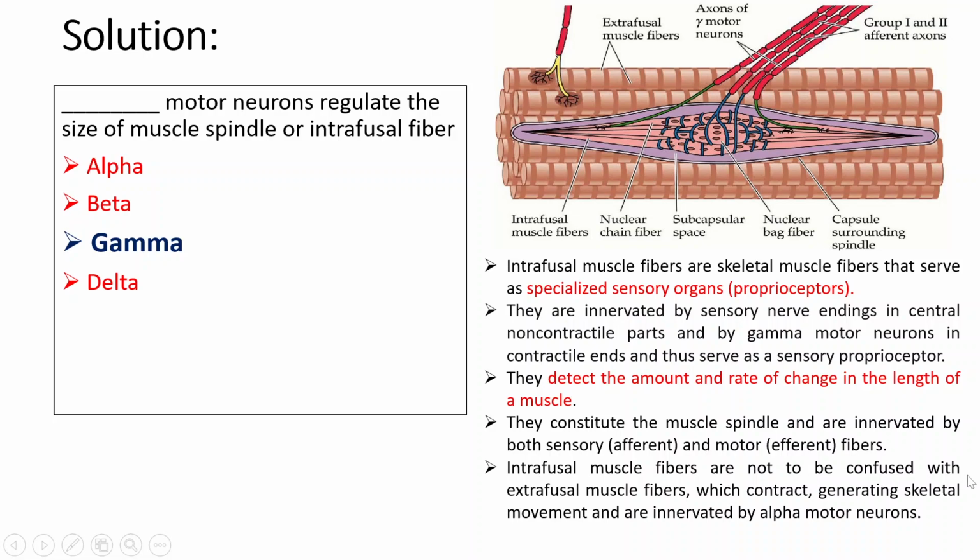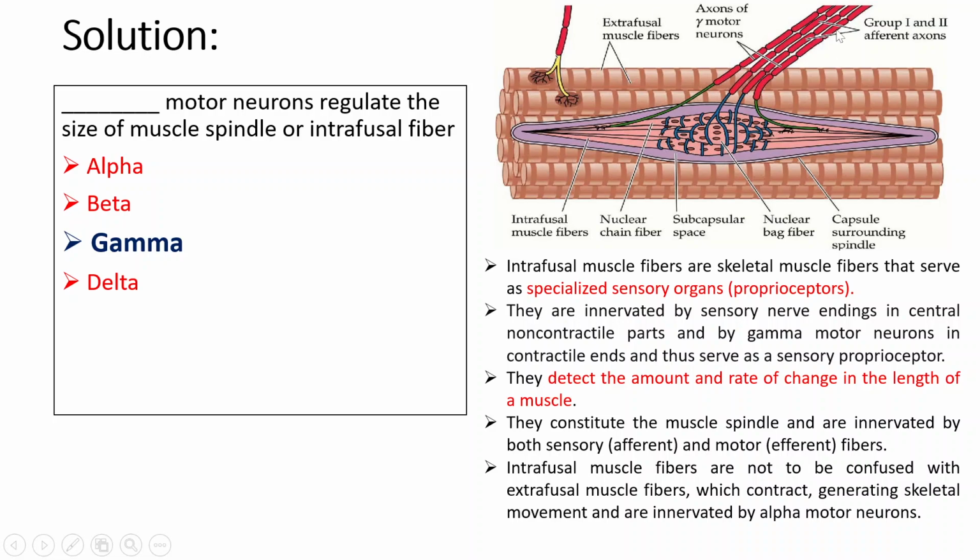Intrafusal muscle fibers are not to be confused with the extrafusal muscle fibers, which contract, generating skeletal movement and are innervated by the alpha motor neurons. So the intrafusal fibers are innervated by the gamma motor neurons. In the adjoining figure you can see the extrafusal muscle fibers and the intrafusal muscle fibers.